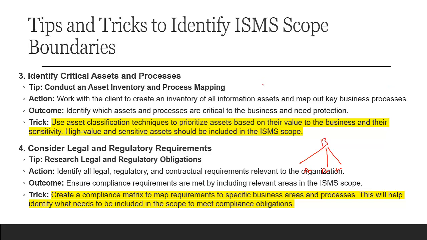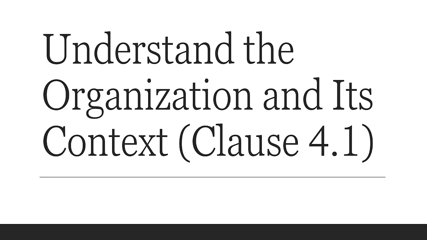Okay, so now we're going to start with the first clause, which is called 4.1, which means understand the organization. Organization is the entity which runs the operation. Aspirant in this case is the organization. So I need to understand the context, why they exist, what challenges they have, and why they want to go for ISMS 27001.